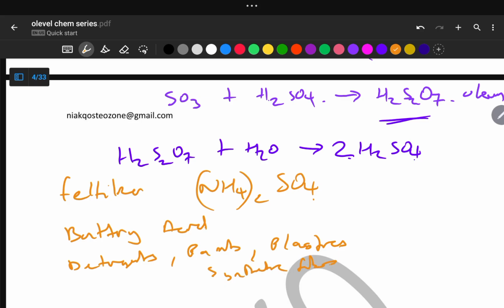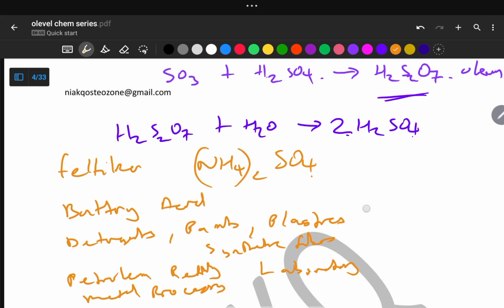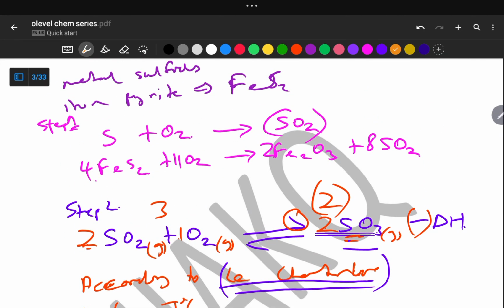Are we together? And then we can also have petroleum refining, and we can also have metal processing. Are we together? And lastly, sulfuric acid can be used in laboratory procedures. Right? So these are the uses of sulfuric acid, and this is the overview for the contact process.